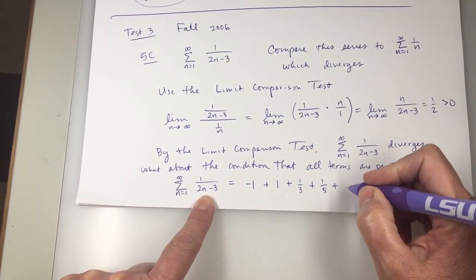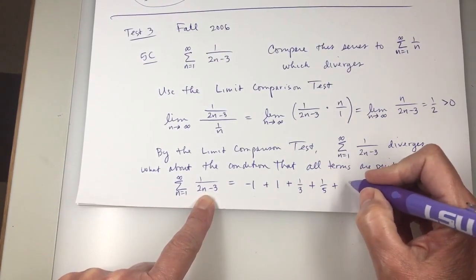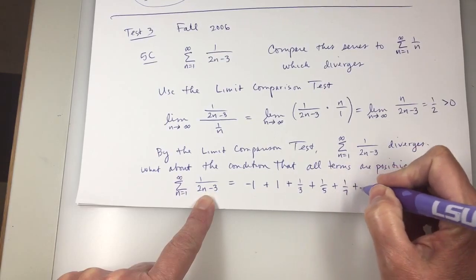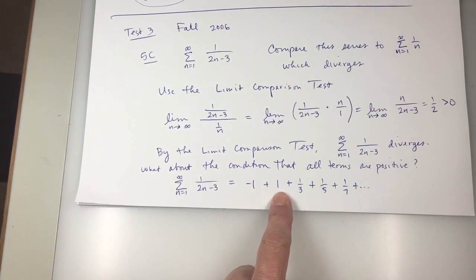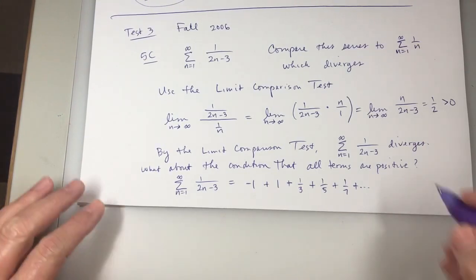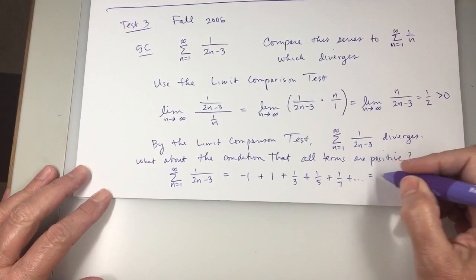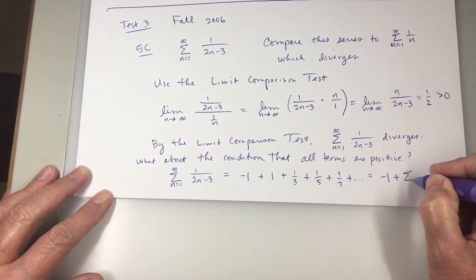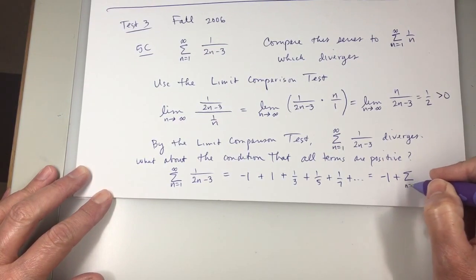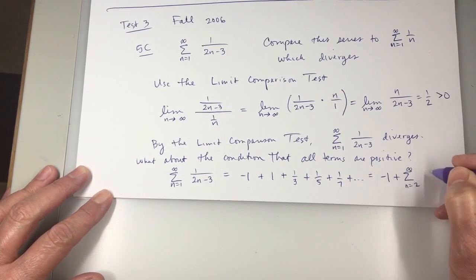When I plug in 5, I get 1/7. And now I'm seeing I have negative 1 plus 1. I could rewrite it and start the whole thing with 1/3. That's not what I intended, though, to answer your question. I had intended to do this. Well, this is negative 1 plus the series as n goes from 2 to infinity of 1 over 2n minus 3.